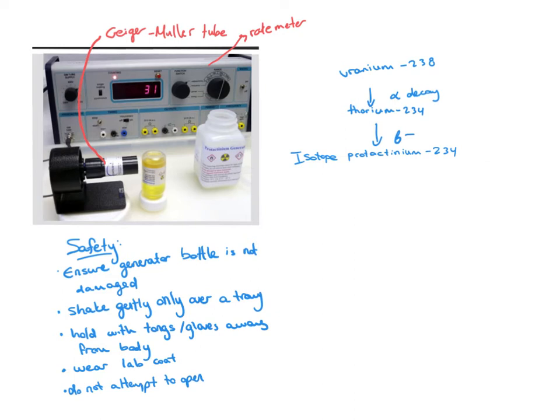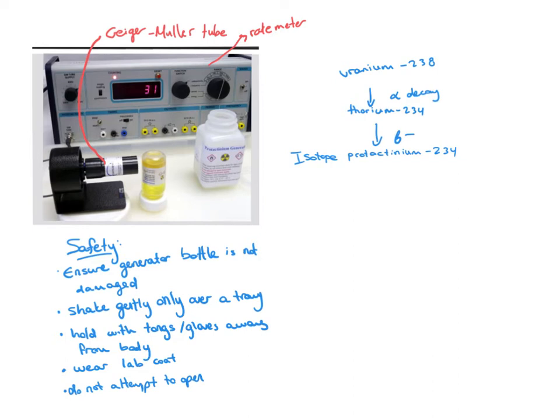You just need to know that we need to shake it, but we have to do it over a tray. So basically what is going on inside there is that it has uranium-238 that decays by an alpha decay to thorium-234, and then thorium-234 decays by beta decay to an isotope of protactinium-234.